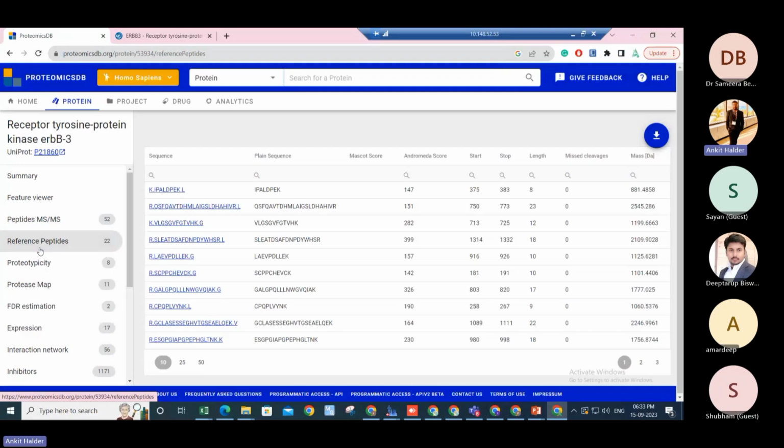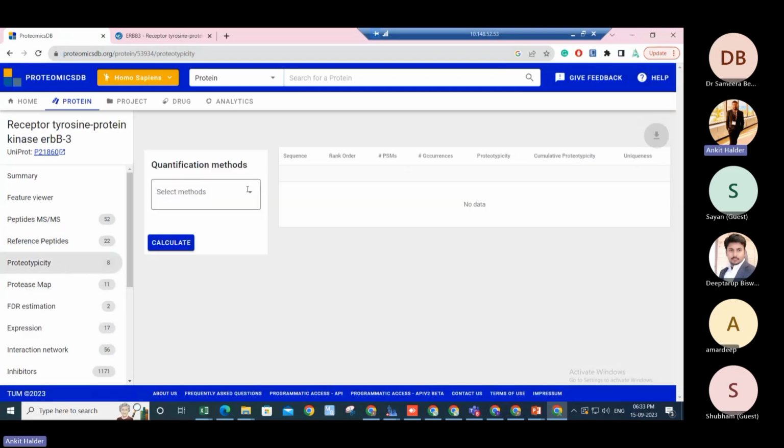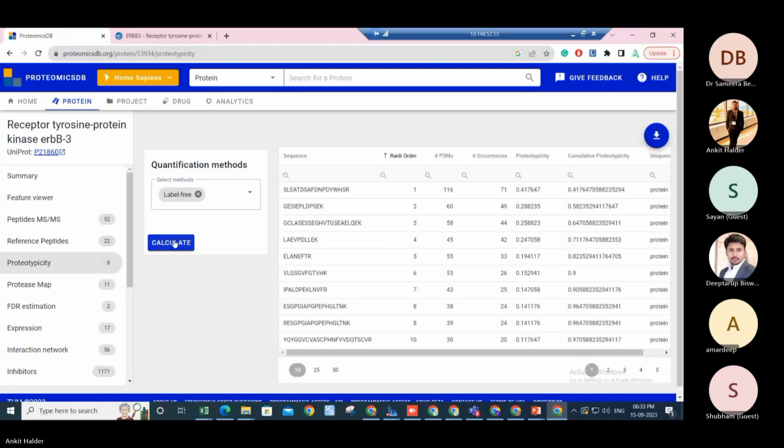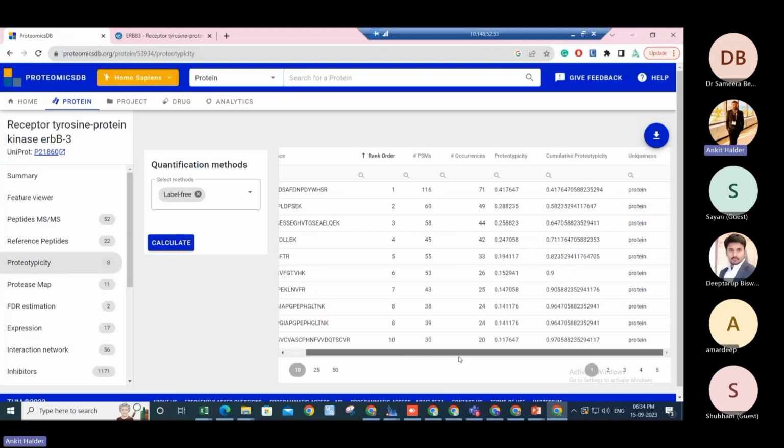Then you have your reference peptides. If you go for the quantification methods for proteotypicity, and if you go for level 3, they have given it on the basis of rank order, number of PSMs, number of occurrences, and those.